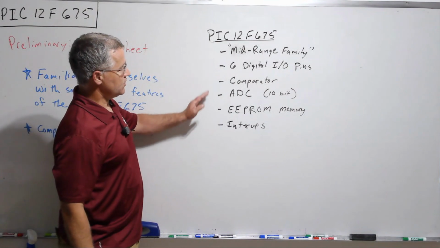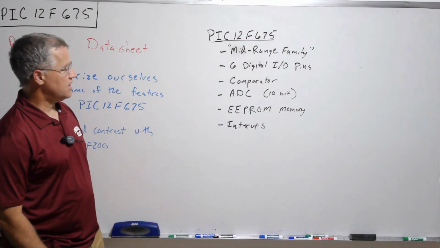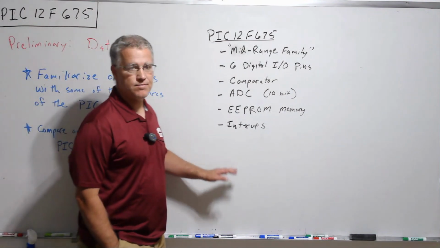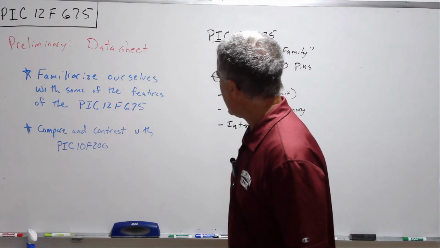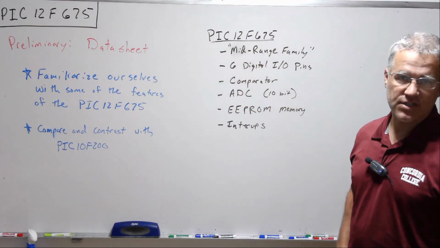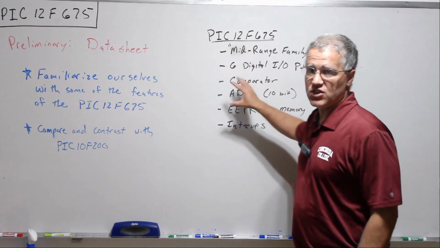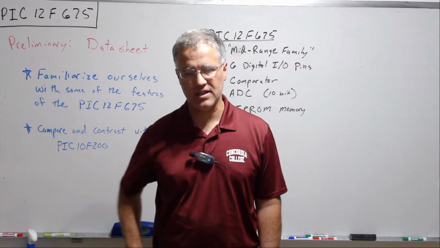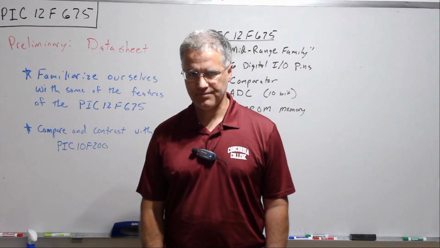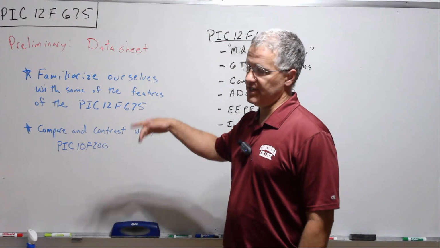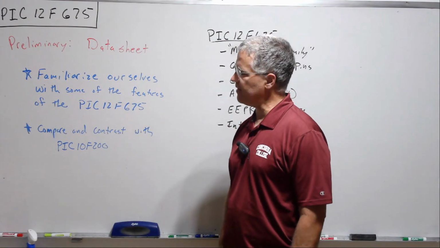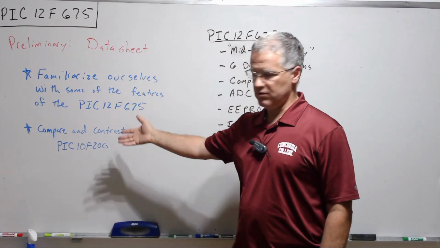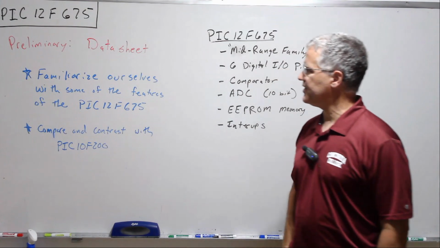And then some new features: a comparator and an analog to digital converter, 10-bit, and some EEPROM memory, and also some interrupts. So we'll be looking at these features in addition, primarily focusing on these features because the digital I/O stuff, a lot of that will transfer directly from the PIC10F200 series that we might be finished with. And if you haven't done that and you want to get into a little bit more of the digital I/O, you can follow some of those videos after you've completed this series as well.